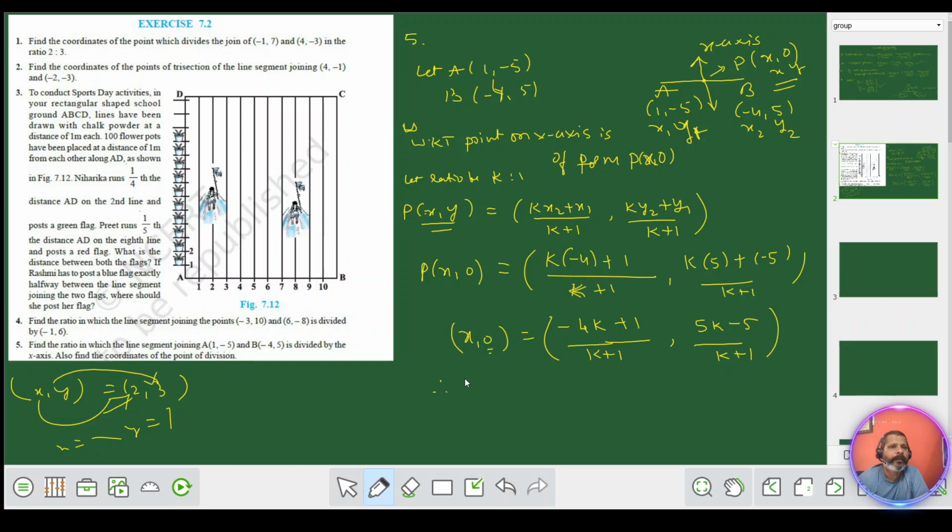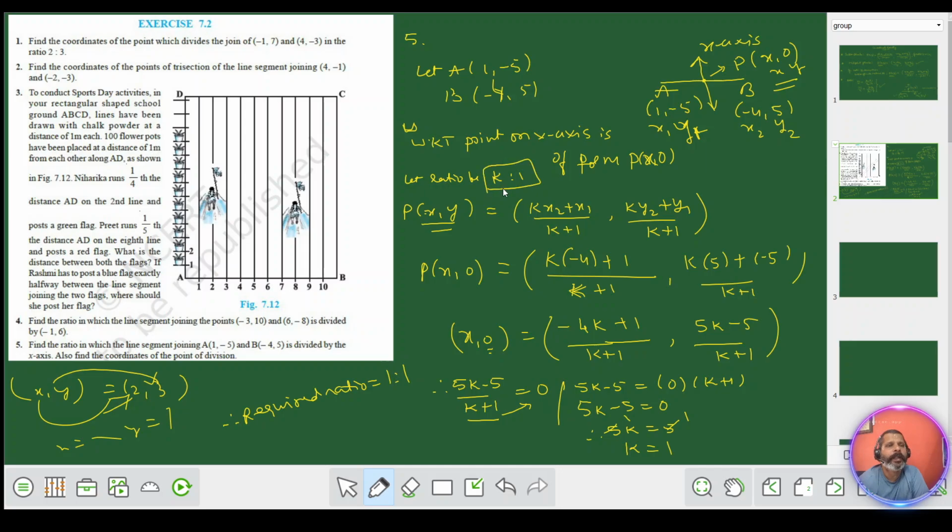Therefore, 5k minus 5 by k plus 1 equal to 0. You transpose k plus 1 to the right hand side, 0 into k plus 1, so 5k minus 5 equal to 0 of k plus 1. Therefore, 5k minus 5 is 0, since 0 multiplied by anything becomes 0. Therefore, 5k is equal to 5, k is equal to 1. The ratio we assumed is k is to 1, so with k as 1, the ratio is 1 is to 1.